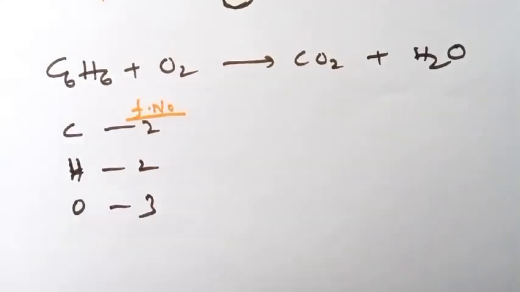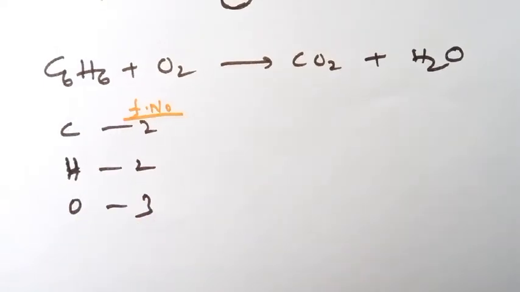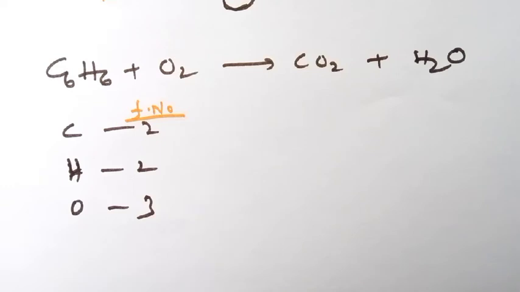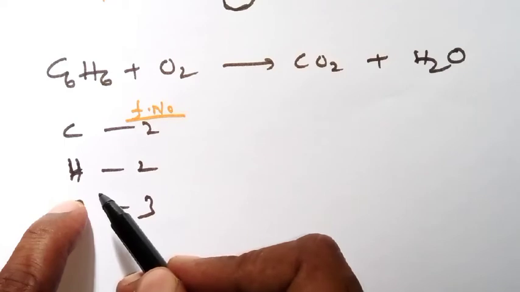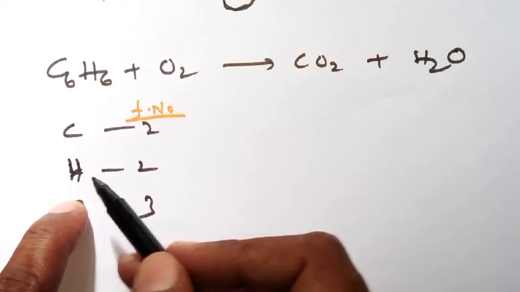Now as per the rules, where do we start? First balance the element which has the least frequency number. Among these three, the least frequency number is carbon and hydrogen both. If two elements have the same frequency number, what should we do? Look at whether they are metals or non-metals. Observe here, both are non-metals, carbon and hydrogen. So what should we do now? Which one has the highest atomic number?